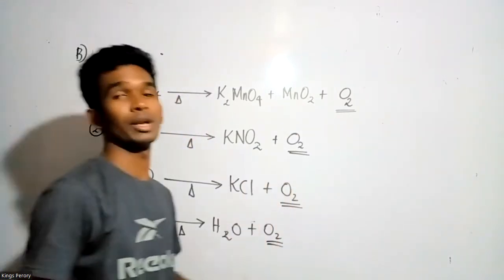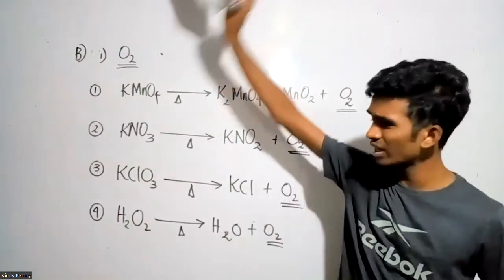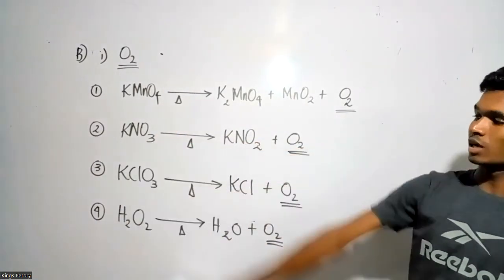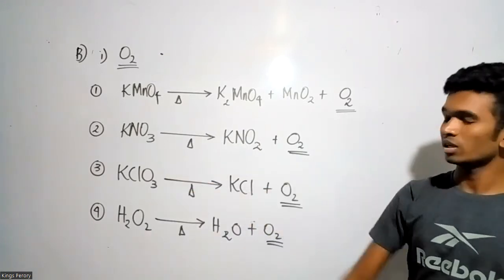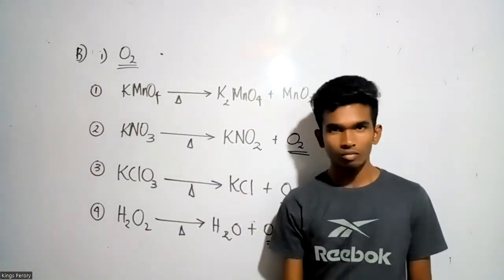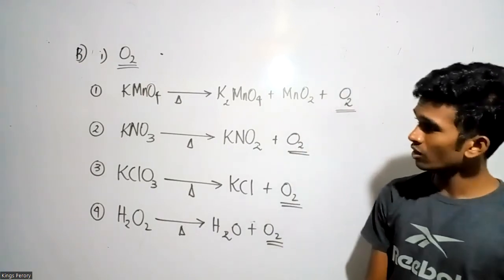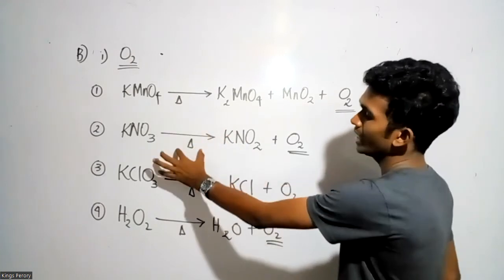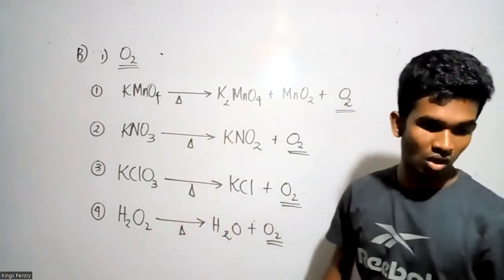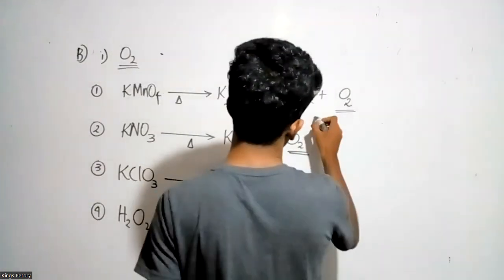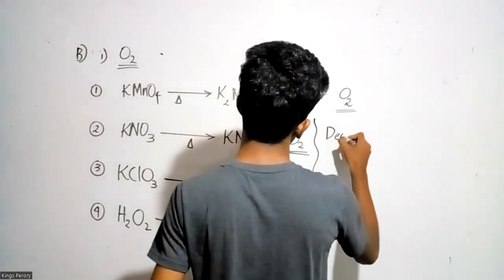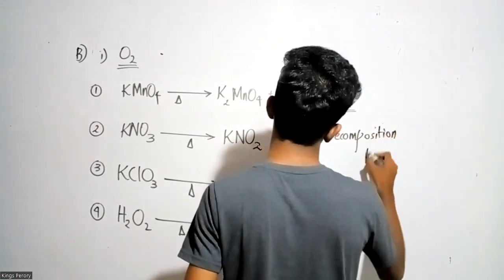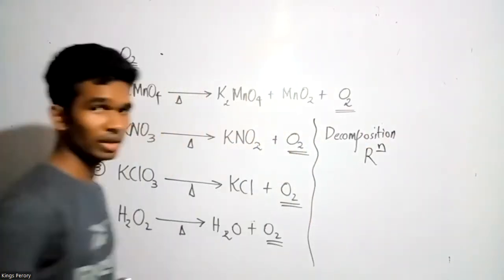4 methods to produce oxygen in the lab. These are the only 4 in our syllabus: potassium permanganate decomposition, potassium nitrate decomposition, potassium chlorate decomposition, hydrogen peroxide decomposition. Right? So you can clearly see one thing common to all these production methods. What is it? All are decomposition reactions.